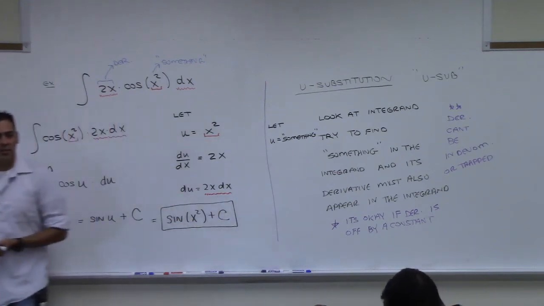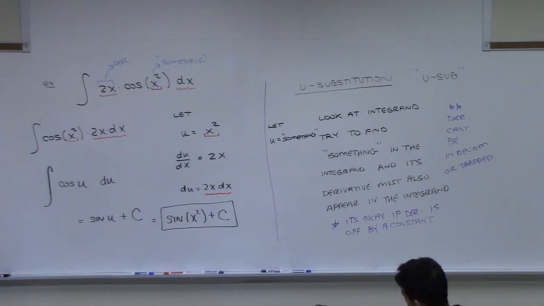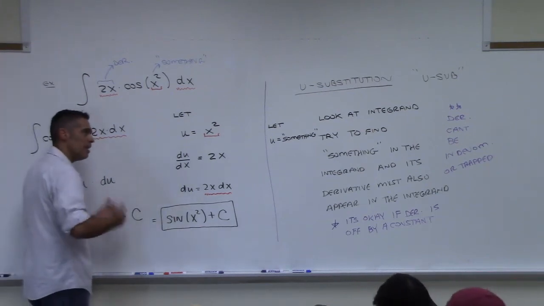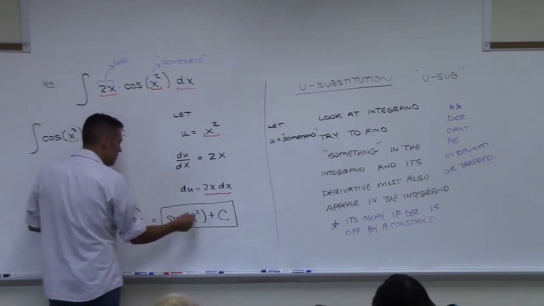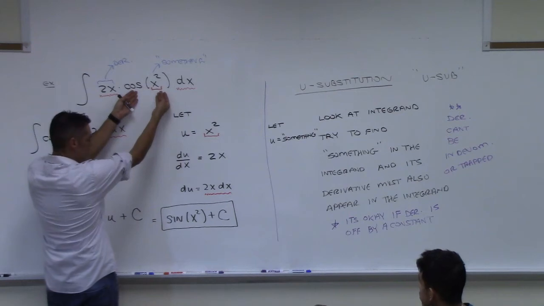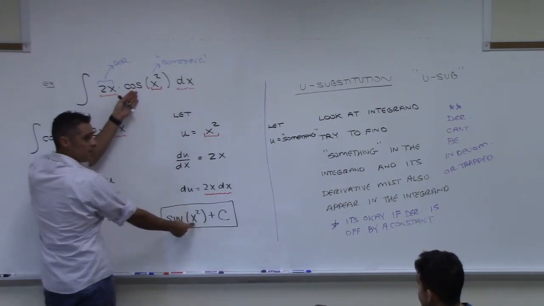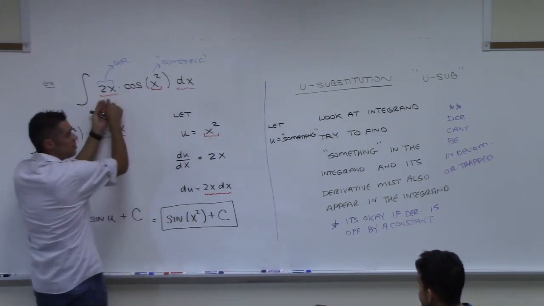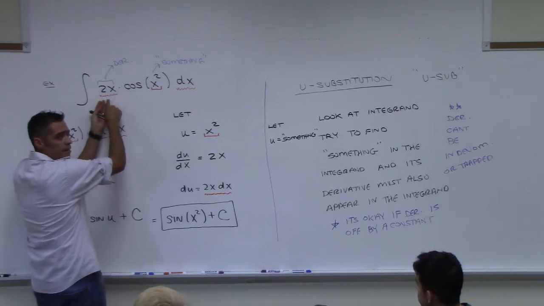And how do I check to see if it's correct? Take the derivative, right? So what would the derivative be, and we have to know chain rule here, right? So the derivative of sine of this would be cosine of it, cosine of it times the derivative of this, which is 2x, which is that, right?